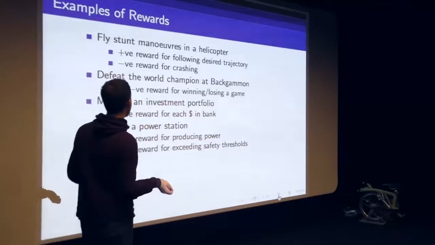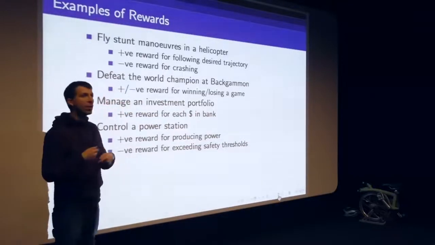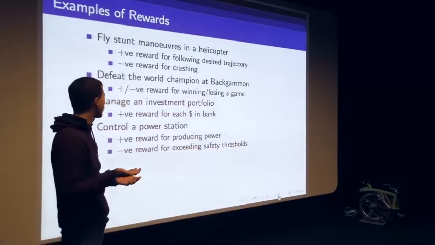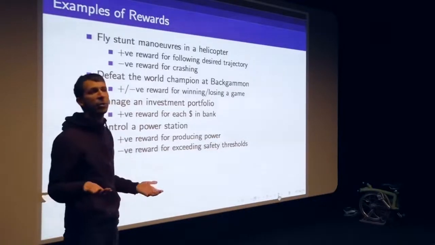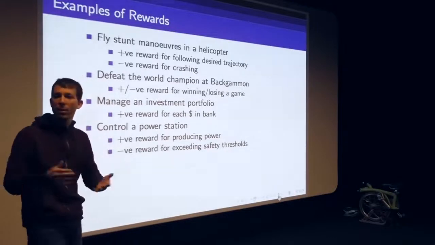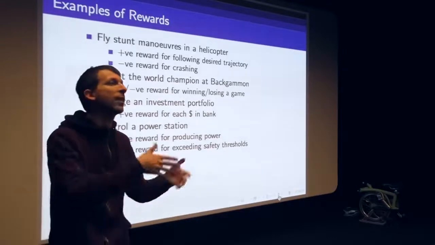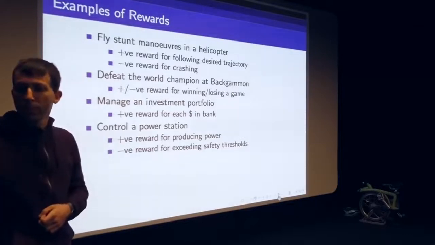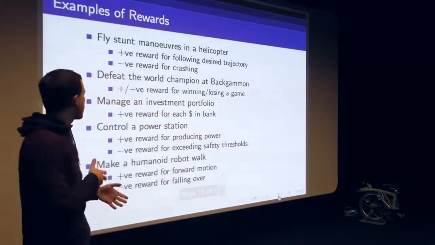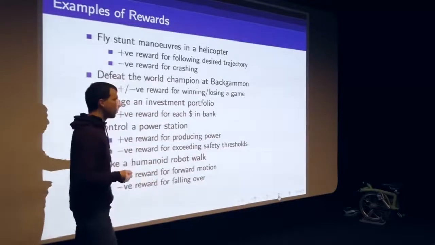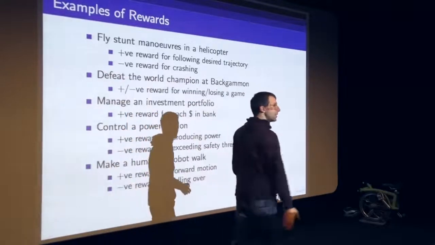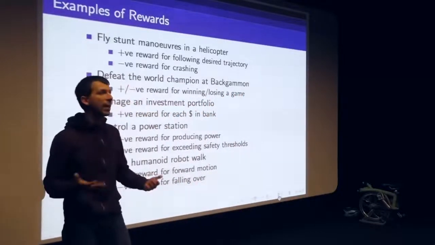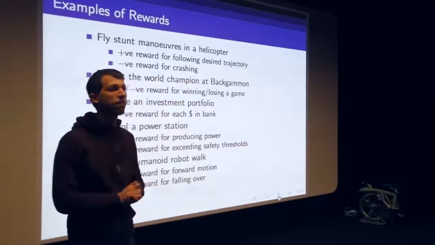Controlling a power station, there would typically be some positive reward for each unit of power that's produced by this power station. But there might also be negative rewards for exceeding safety thresholds or doing something which is not, maybe there's regulations by the regulator which have to be respected. And if you want to make a robot walk, you might have a positive reward for forward motion. Each unit of distance that you travel might perhaps give a unit of reward. And there might be, again, a large negative reward for falling over.